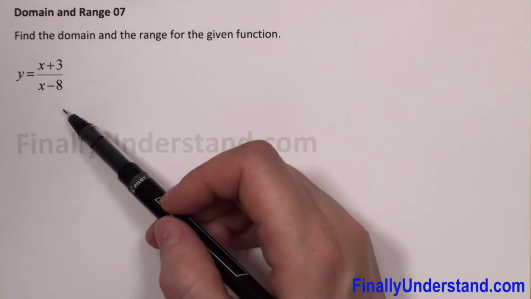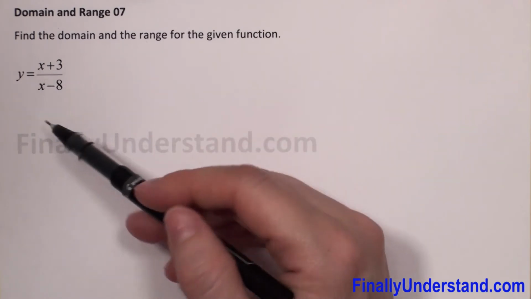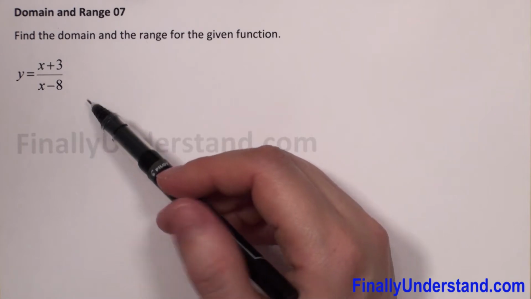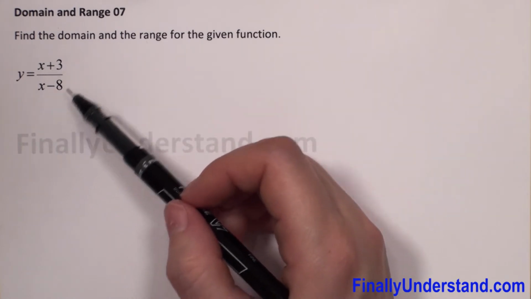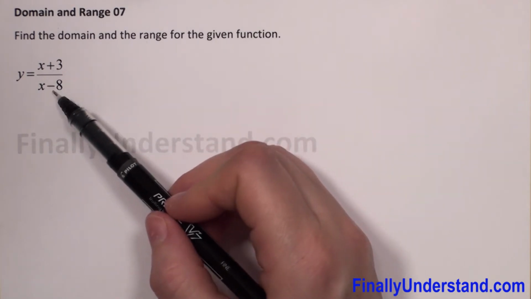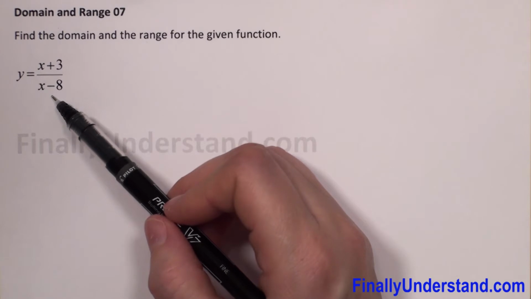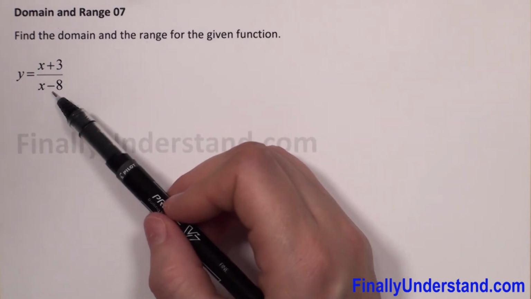We have to find the domain of this function. When we have to find the domain, it means we have to find all possible values of x for which the function is defined. So, let's see what we have here on the right side. We have addition and we have subtraction, and we know that we can add or subtract every real number.